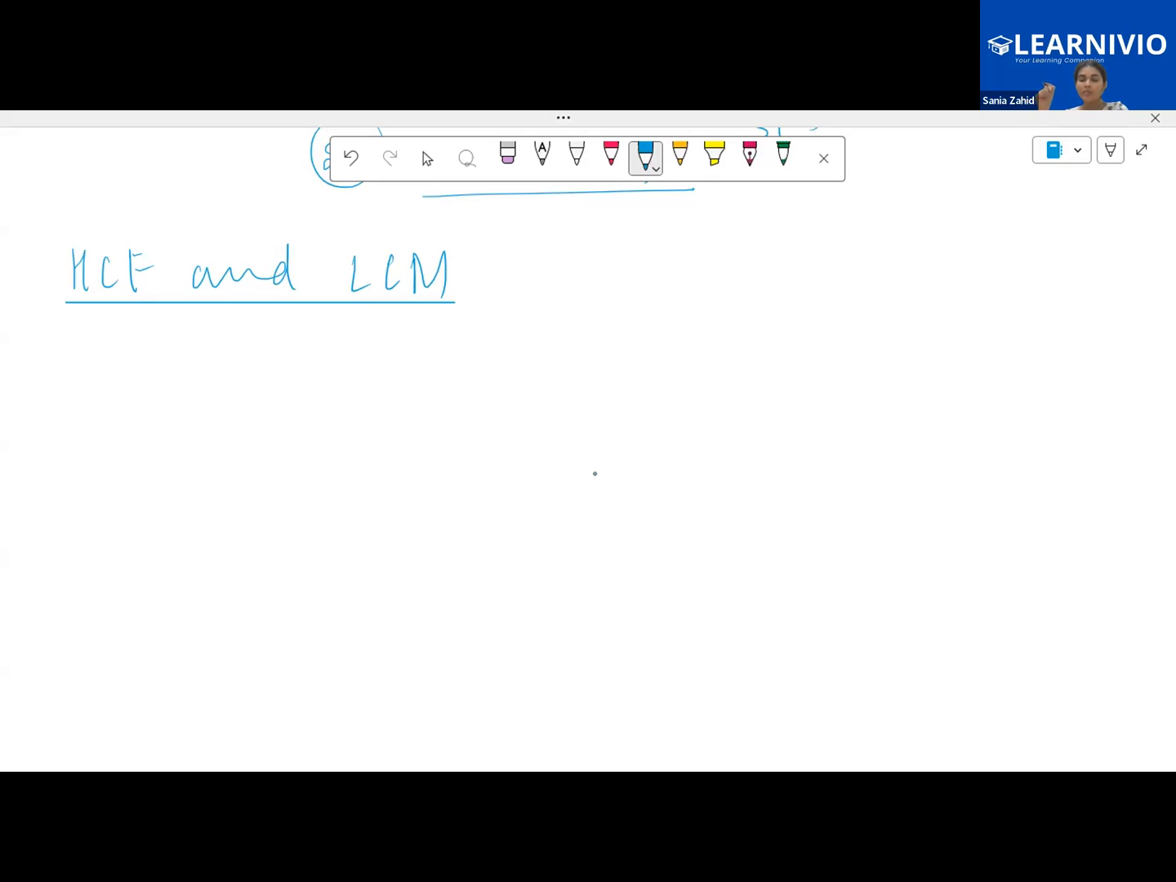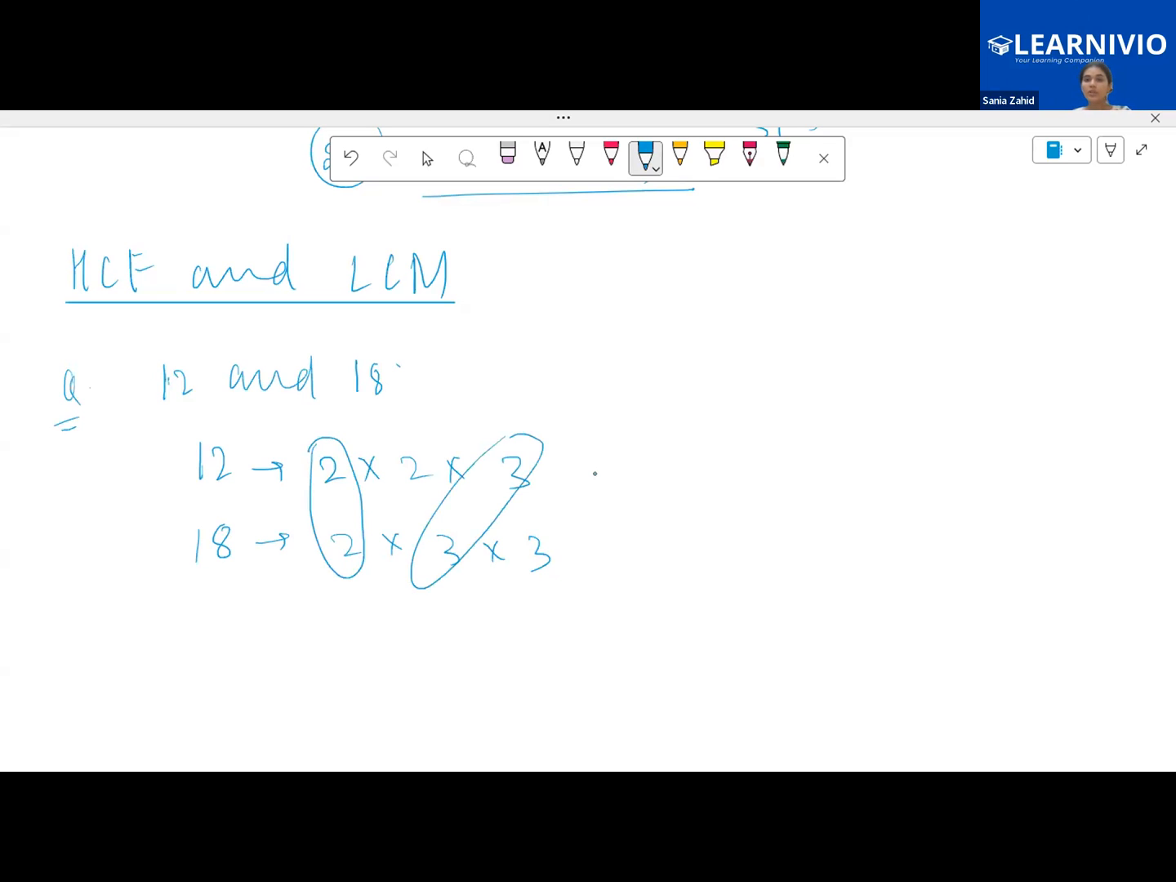Highest common factor means basically you have two numbers, for example, 12 and 18. Now I ask you to write the factors of 12 and 18. Now 12 can be written as 2 into 2 into 3. Right? And 18 can be written as 2 into 3 into 3. Isn't it? Okay, now what are the common factors? 2 and 3. So 2 is a common factor, 3 is a common factor. Now you look at this thing. First, you will identify the common factor.